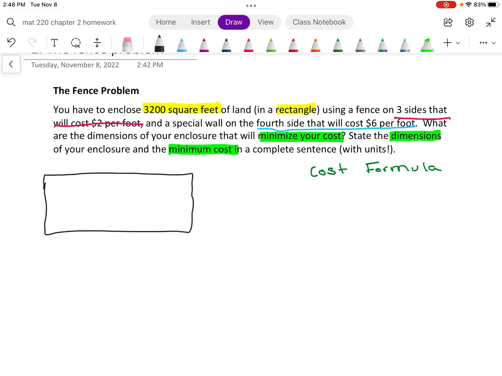And rectangles have four sides. And if this is side X, this is also side X. And if this is side Y, then this is also side Y. Now, we're given this extra piece of information that said three sides will cost $2 per square foot, and the fourth side will cost $6 per square foot. So we're going to imagine that this blue side right here, that's my $6 per square foot side. And then these three right here, those are my $2 per square foot sides.